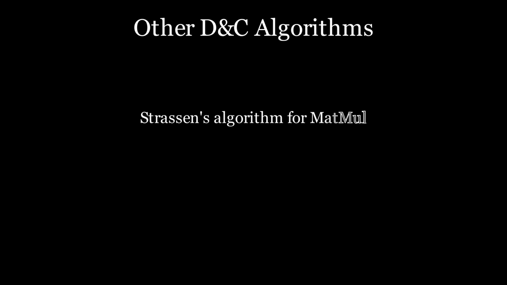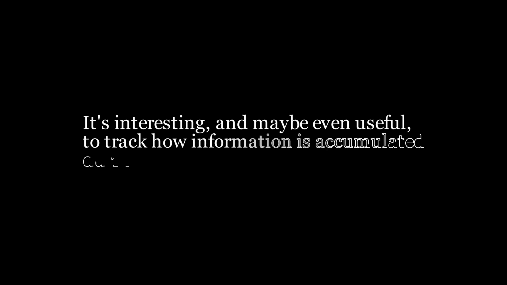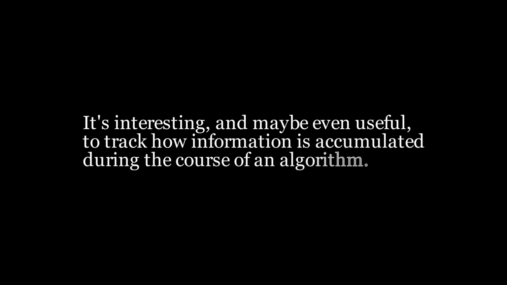As far as I can tell, this happens with every algorithm that uses divide and conquer to improve its lower bound. For example, Strassen's algorithm takes advantage of the distributive property, much the same way that sorting algorithms use the transitive property. Other problems also use the transitive property to power a divide and conquer algorithm, like the closest pair of points problem. But for divide and conquer and other algorithm design techniques, the perspective to keep in mind is this. It's interesting, and maybe even useful, to track how information is accumulated during the course of an algorithm.